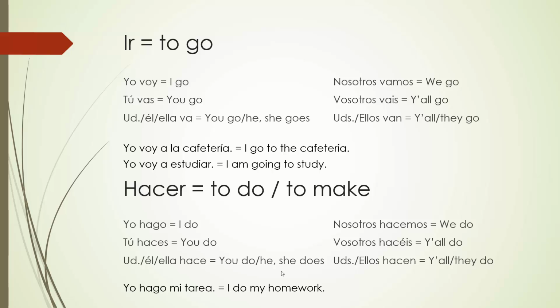So, nosotros hacemos, we do. Tú haces, you do. Vosotros hacéis, y'all do. Usted, él, or ella hace, you do or he or she does. Ustedes or ellos hacen, y'all do or they do. So, for example, yo hago mi tarea. I do my homework. Something like that. Okay, those two irregular verbs, not too bad.